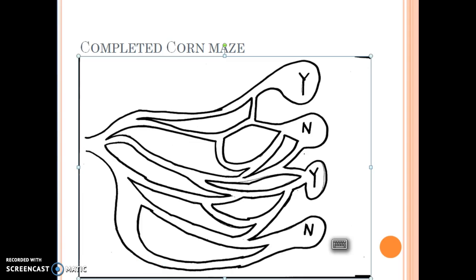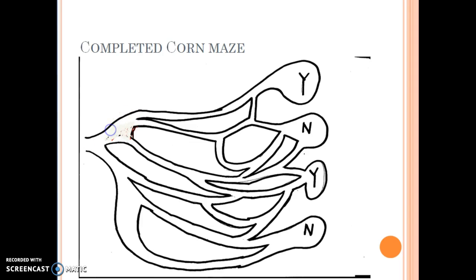Actually, in this corn maze that I came out with, this side is supposed to be a little bit inside like this, so this part shouldn't be here. Okay, so it should be like this. So this part shouldn't be here. So it should be like this.